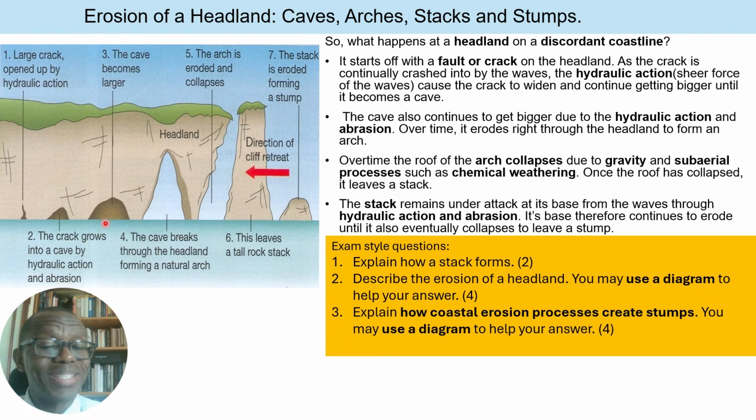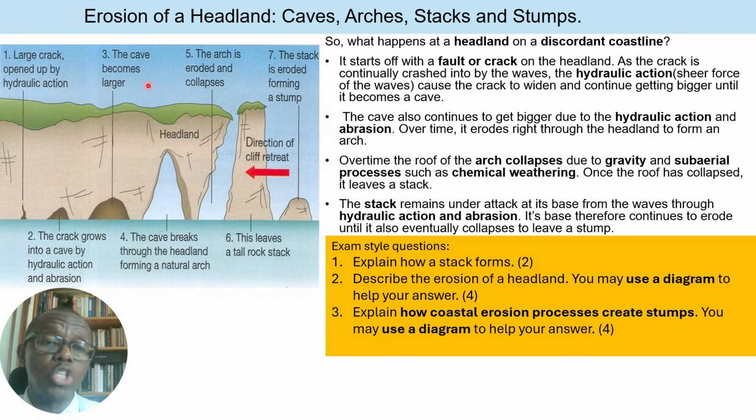Then, of course, as this process of erosion continues, so hydraulic action and abrasion, that headland is likely to erode all the way through, such that it forms an arch. So the arch here has been formed due to the headland being eroded all the way through. Of course, the roof of this headland has been undercut, because below it we do not have anything to support it. So the pull of gravity is going to be acting on it to try and pull the material that is up here down.